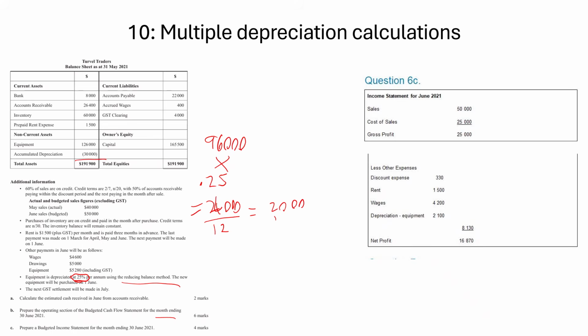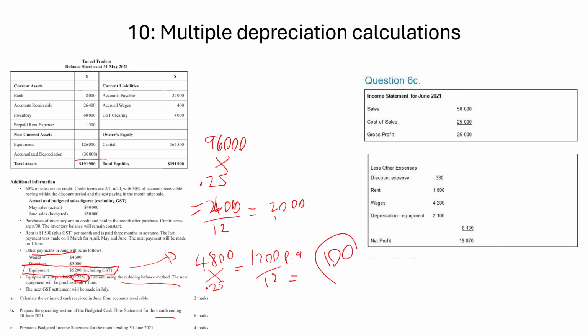But we backtrack other payments in June. We've got some equipment which includes GST. So we need to subtract that. So if we divide by 11 and subtract that, we get equipment of 4,800. We multiply that by the RB rate as well, because that applies to all equipment, and we get 12,000 per annum. And we divide that by 12, and we get 100. So if we add that 100 for the new equipment, plus the 2,000 for the old equipment, we end up with 2,100 expense for our depreciation.